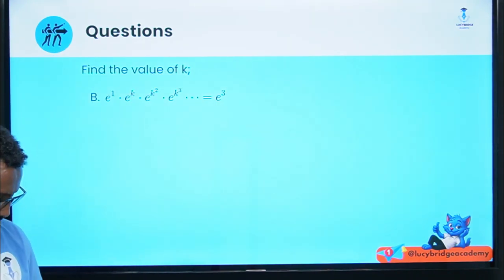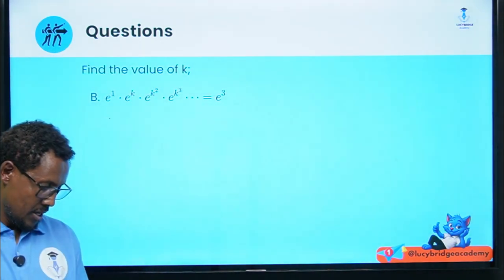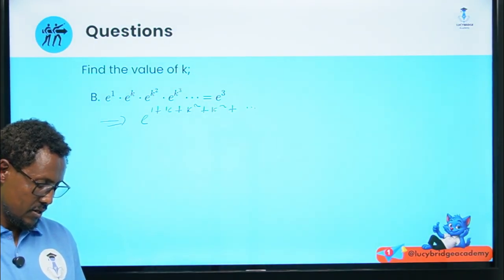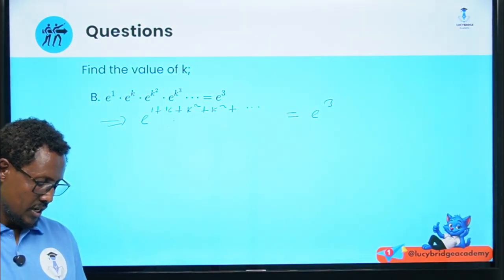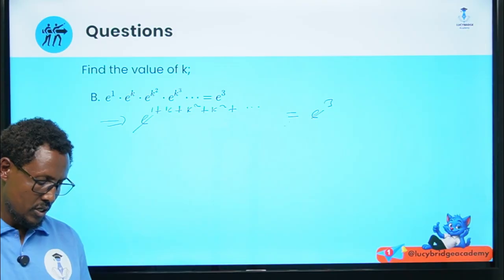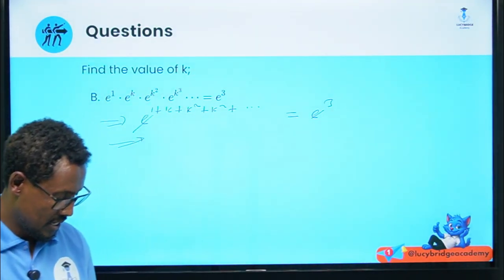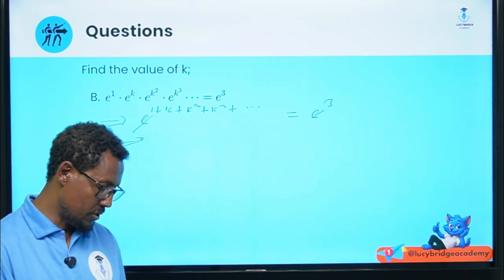Find the value of k, okay, using exponential rule. This means e to the power of 1 plus k square plus k cubed, yes, plus it continues, which is equal to e to the power of what? e to the power of 3. Now using exponential rule, we have the same base. Now cancel the base and take their exponent.